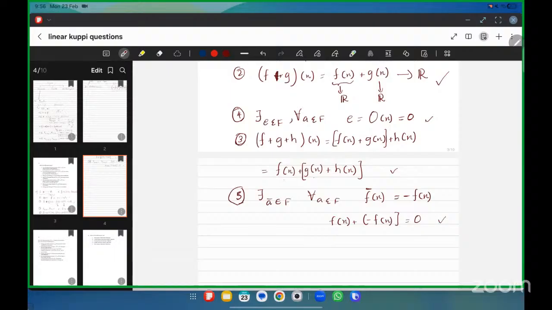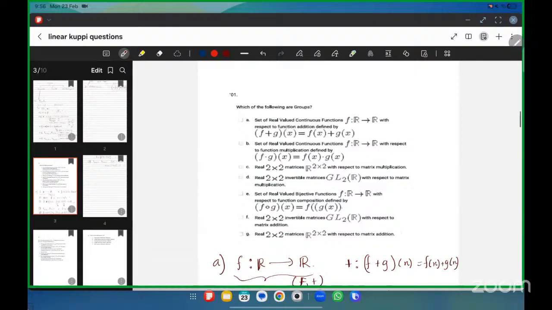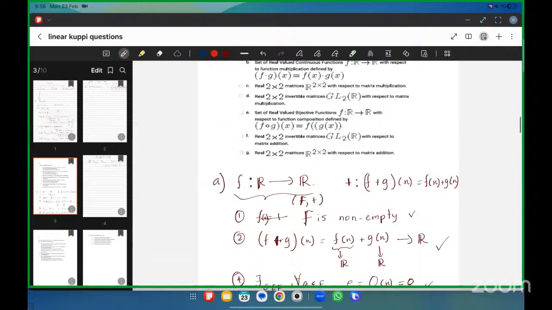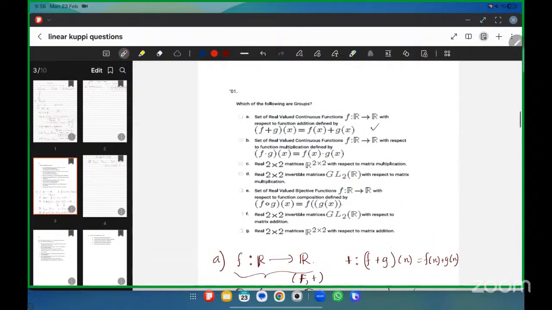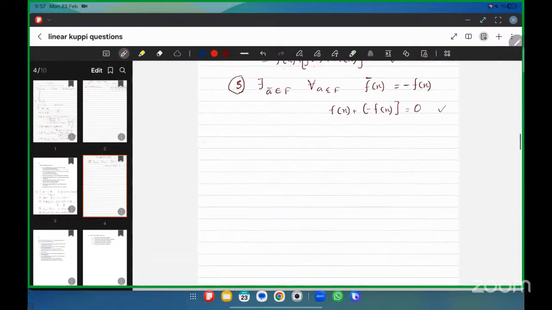So this is the A part. There are parts A, B, C, D. So I did the first one. So we can conclude the first one is a group. Moving to the next, for the B part, this is anyway an abelian group also. It's addition, so we can switch the elements for the A part.